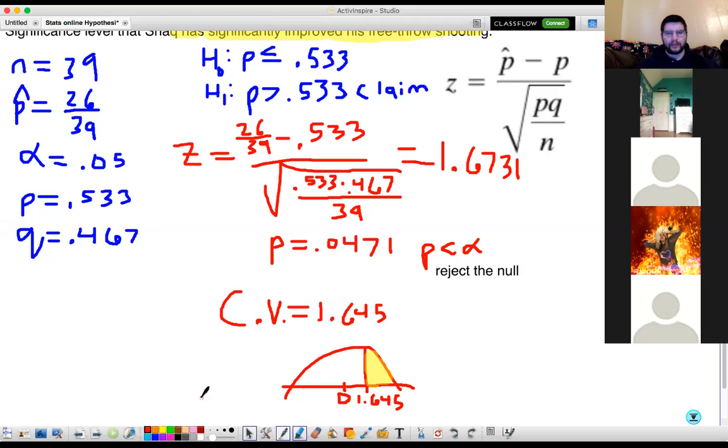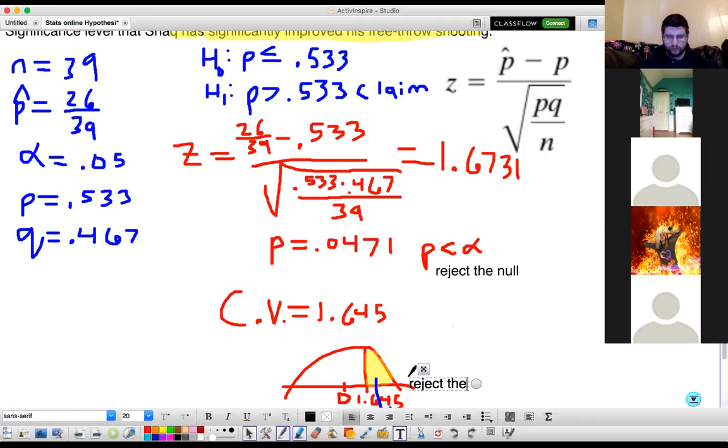Now I plot my test statistic. Put it in blue. 1.67. Well, that is in here. It's in the rejection region. So that means we reject the null. If our test statistic is in the shaded region, we reject the null.